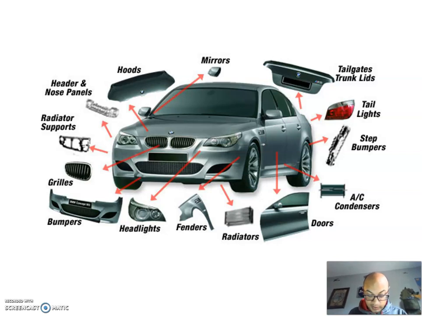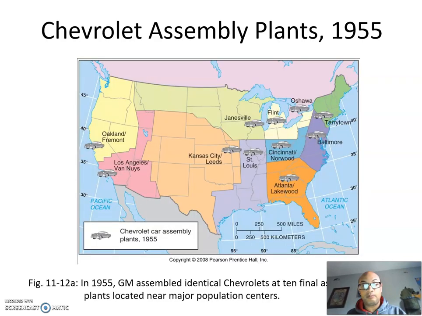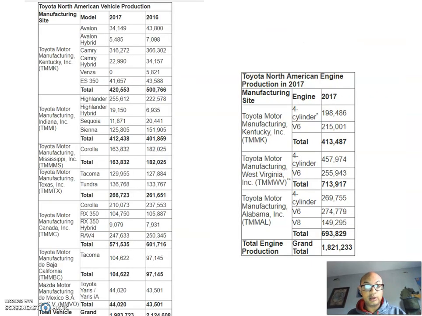That's where most cars are going to be produced if you're looking at the map, because the auto industry is a bulk gaining industry. 80% of the cars, for example, sold in North America are produced in North America. Take a look at this vehicle production grid for the Toyota company, 2016, 2017.